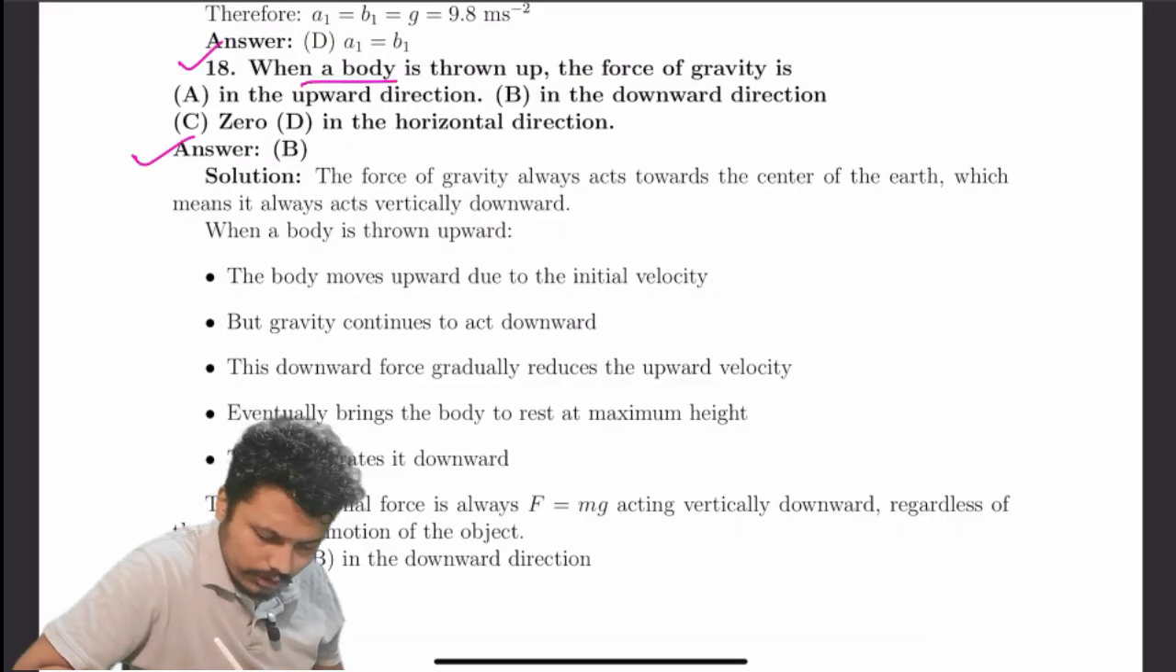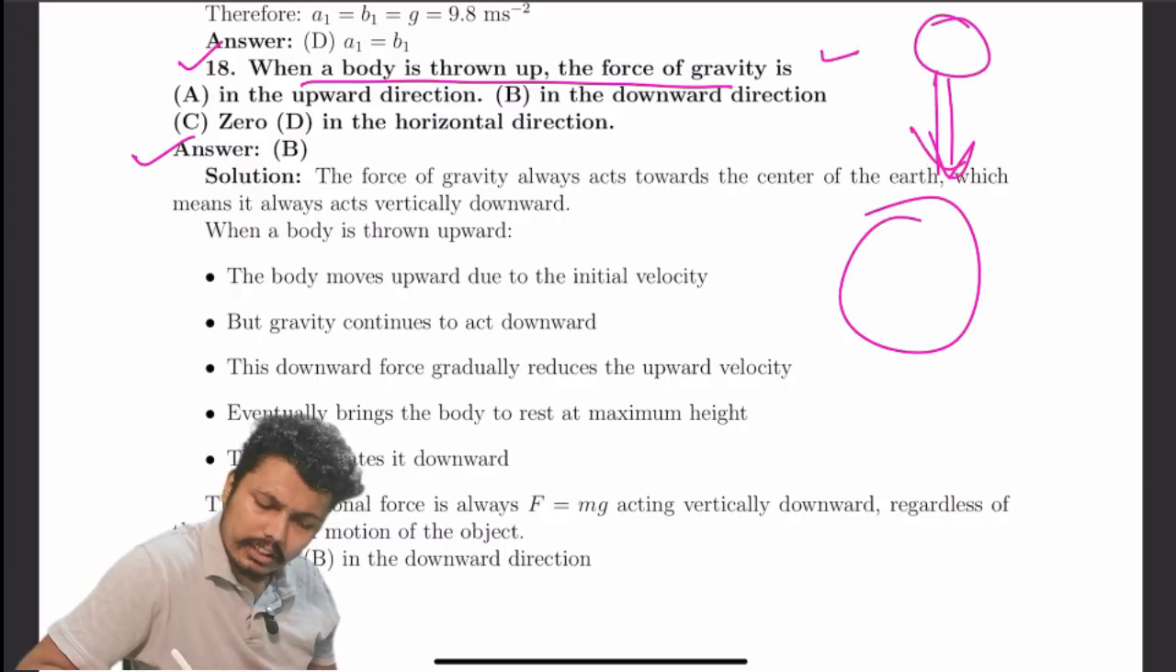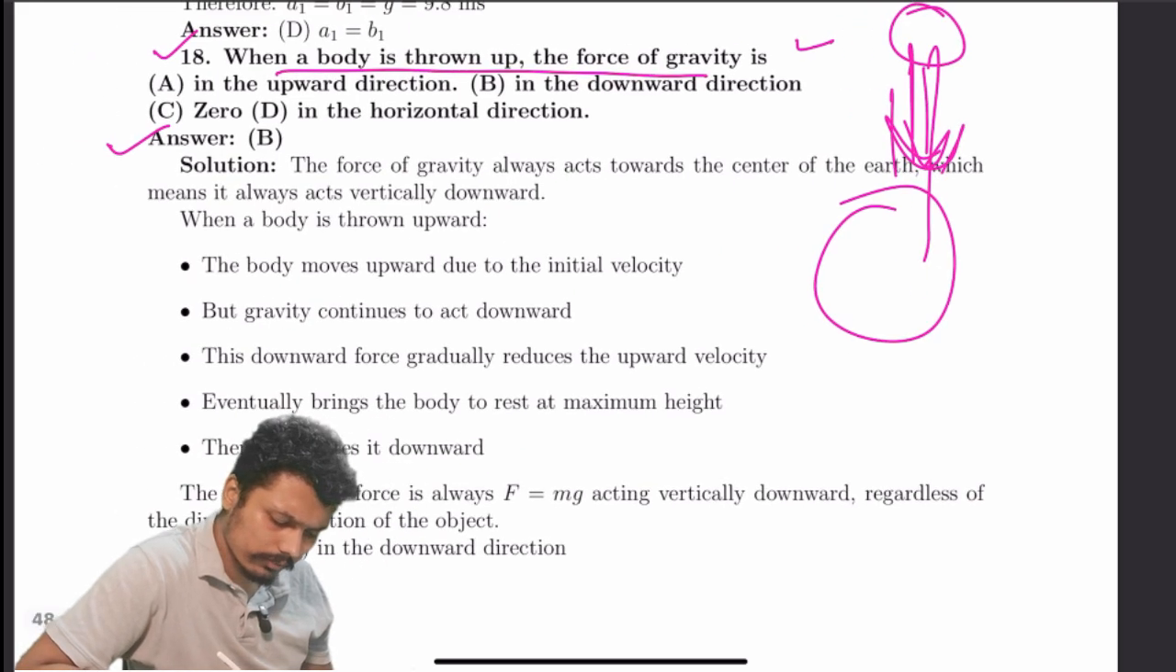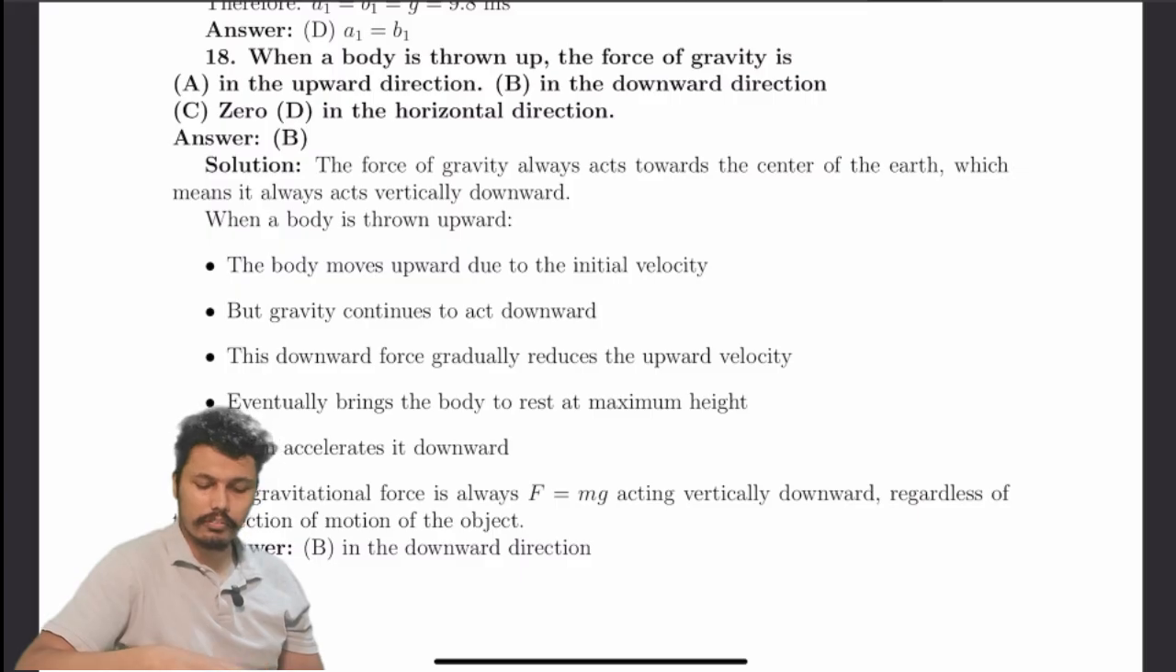When an object is thrown up, the force of gravity is downward. Force is always attracting, the earth will attract this one, it is always downward. I've given it like this, look, the solution is also given.